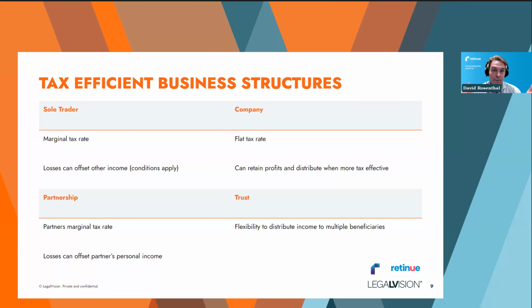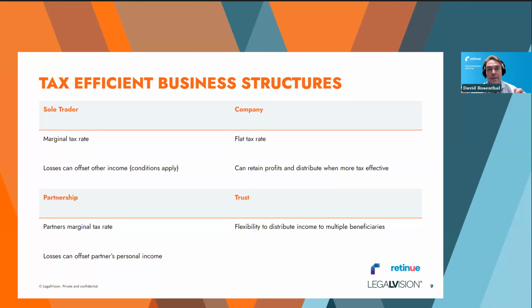One of the unique things with a partnership is the loss can offset a partner's personal income as well. If the partnership lost money, that loss goes to both partners, 50-50, and you can offset it against your employment income as well. And there are no conditions applied to that. So that's a better advantage of using a partnership.